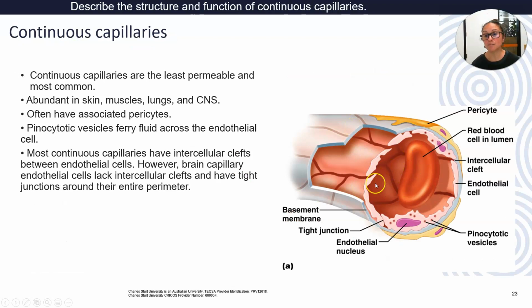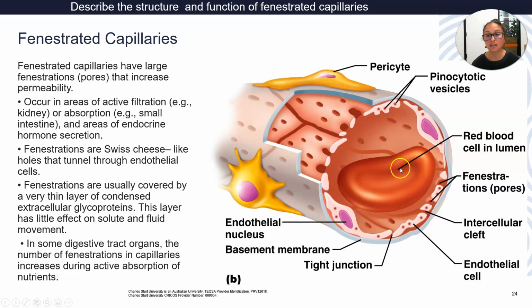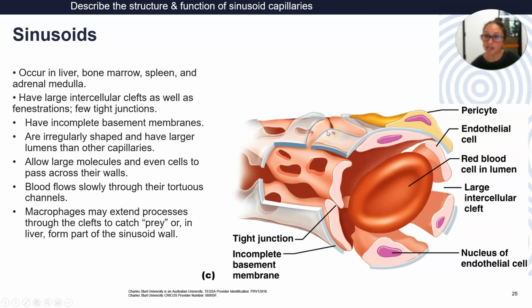So in some places in the body we use this kind, in other places in the body we use that kind. And then in some places in the body we use this kind of capillary. Look at this basement membrane. It's patchy. Look at the big holes in the endothelial cells and look at the huge gaps. Wow. So in this capillary, the role is that it allows lots of things to move from the blood into the tissue and vice versa.